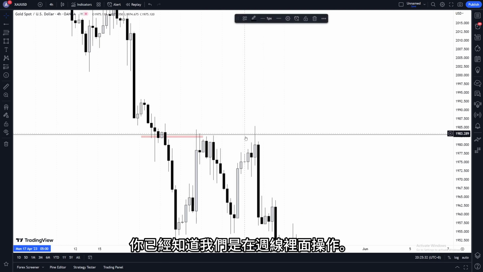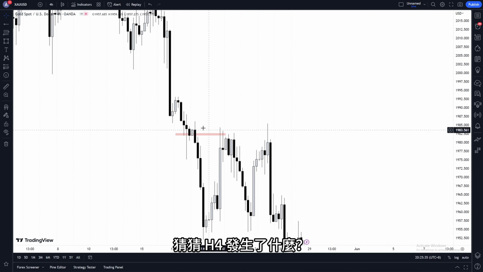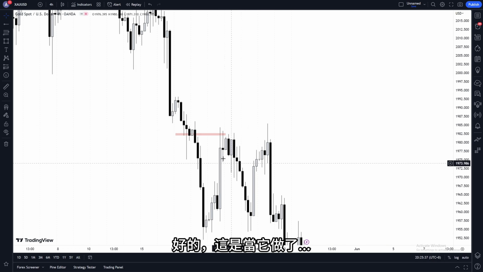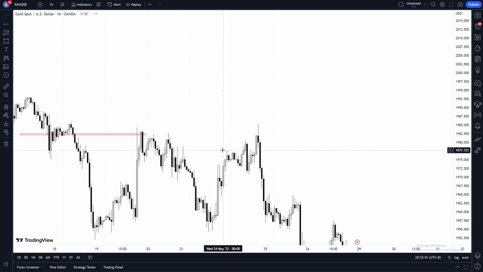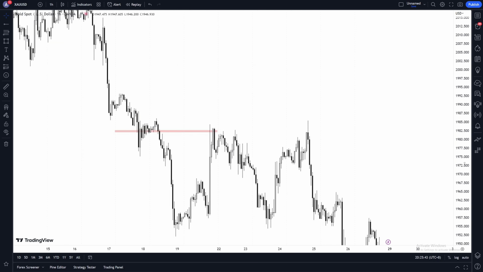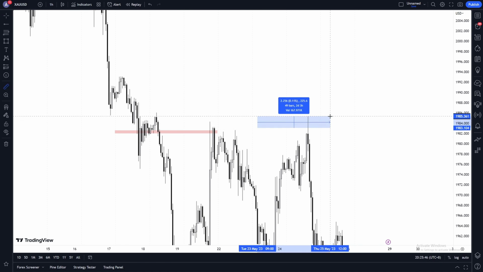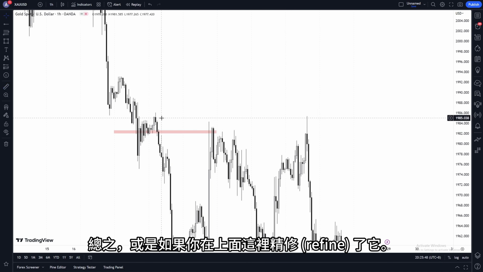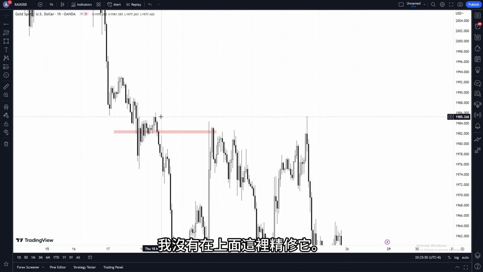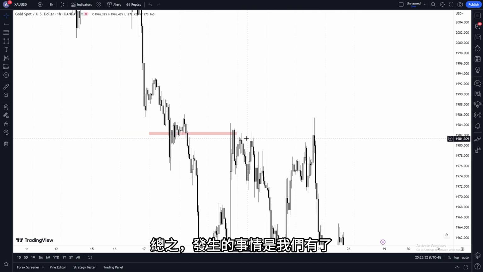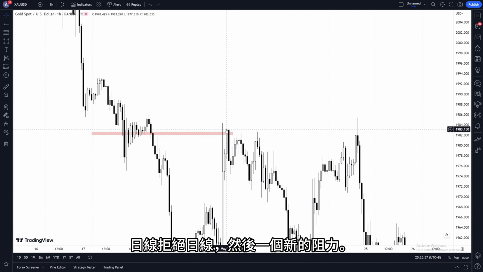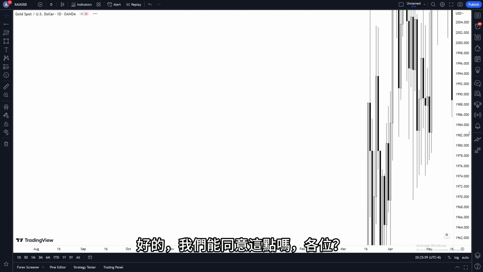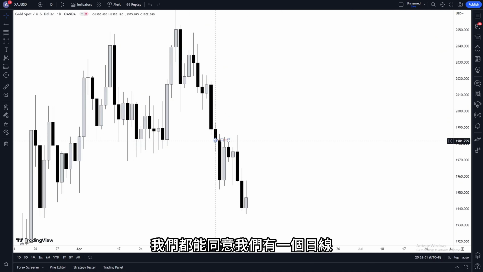Let me delete this line. You already know we're playing inside the weekly. Guess what happened on the H4? So this is when we can already see over here we have ourselves an H4. So let's go into the H1. I don't know whether you could enter from this, it'll be fine. Yeah, you'll be fine if you enter from there, or if you refined it up here. I didn't refine it from up here. Anyway, what happened was that we had ourselves a daily reject daily and then a new resistance. Can we all agree with this, guys? Can we all agree that we have ourselves a daily reject daily right here?